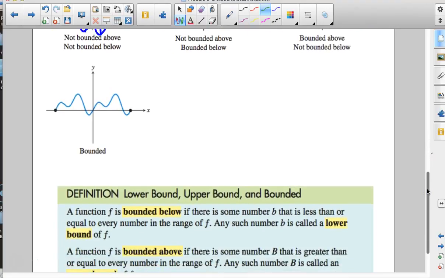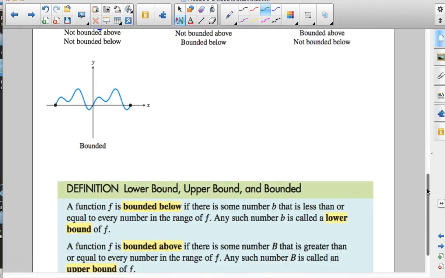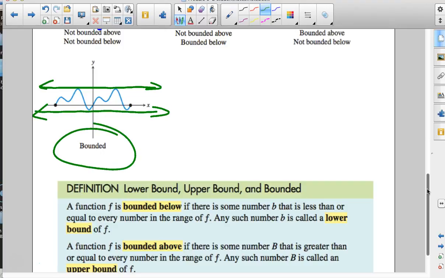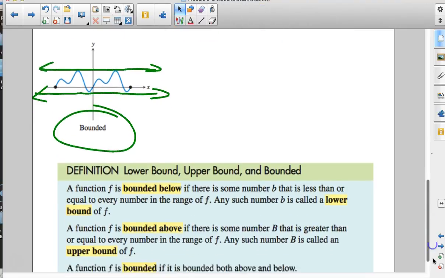And then this last one. No arrows. Notice, to show us that, they made some big black dots there and said, boom, done. Both above and below. Bounded. So it can be bounded above, it can be bounded below, but if it's both, then we just say bounded. And if it's neither one of them, then you just say not bounded.